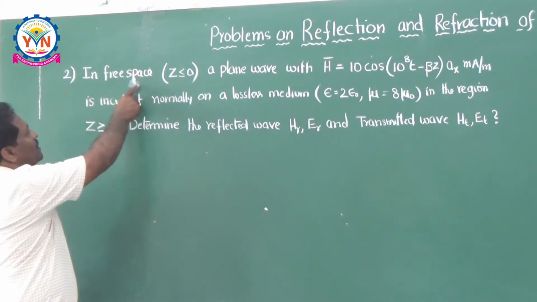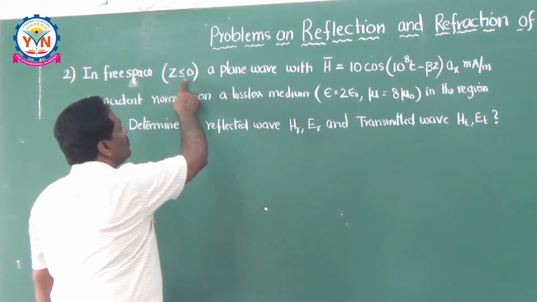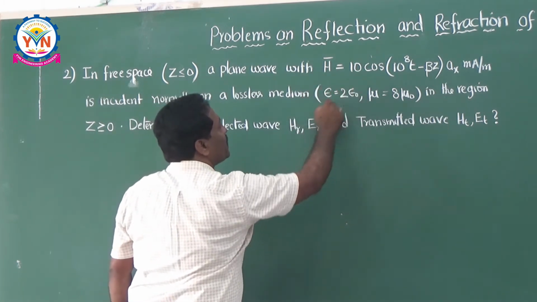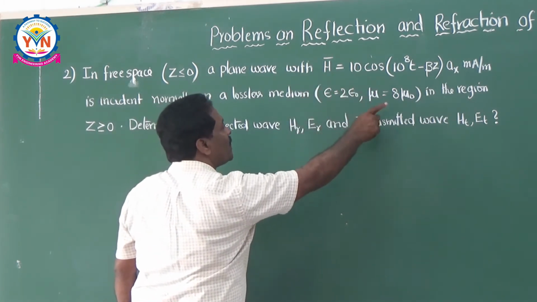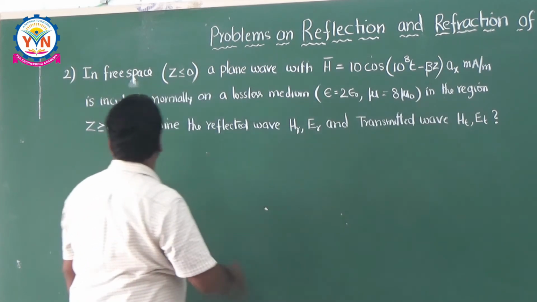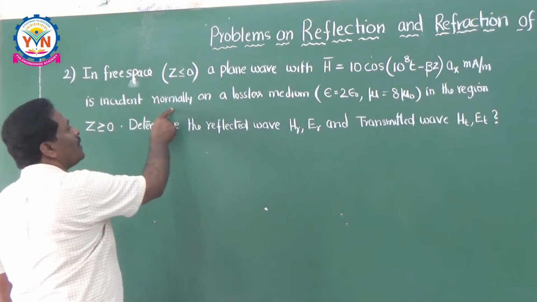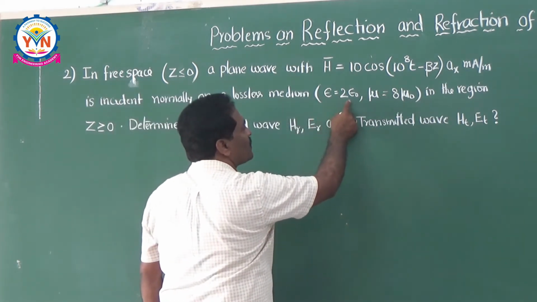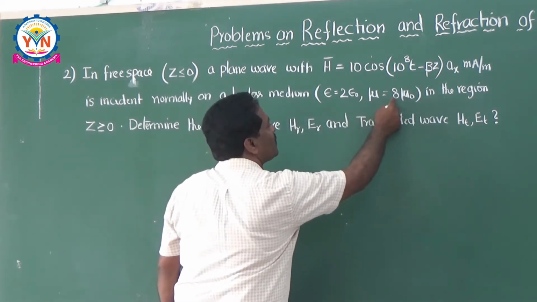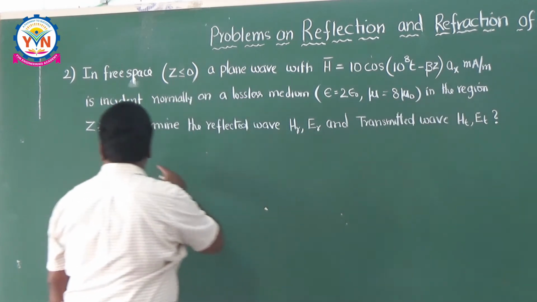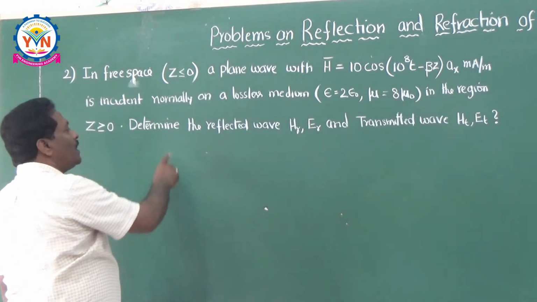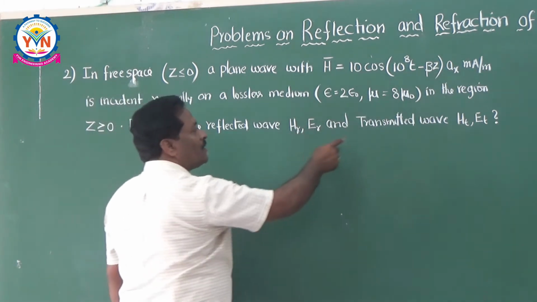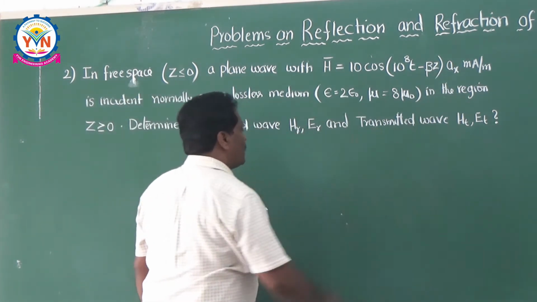In free space, z less than or equal to 0, a plane wave with H equal to 10 cos(10^8 t minus beta z) a_x milliamperes per meter is incident normally on a lossless medium with epsilon equal to 2 epsilon naught and mu equal to 8 mu naught in the region z greater than or equal to 0. Determine the reflected wave H_R and E_R and the transmitted wave H_T and E_T.